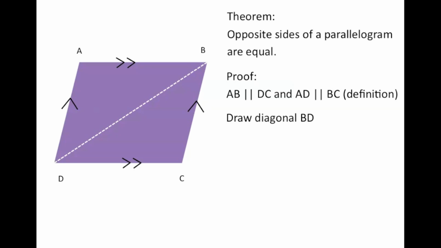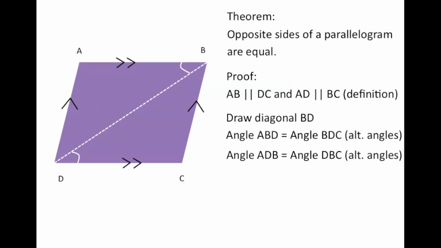and when I do this, you can see that since AB is parallel to DC, that means that angle ABD is equal to angle BDC because of their alternate angles. And in the same way, since AD is parallel to BC, angle ADB is going to be equal to angle DBC, again because they're alternate angles.